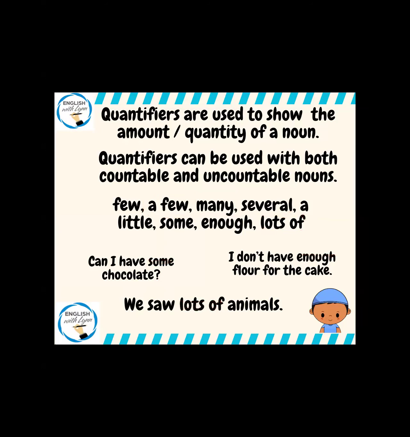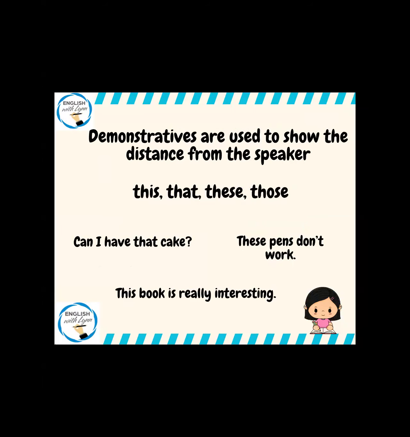The next one that we are going to look at is the demonstratives, and these are used to show how far or how close to the speaker the noun is. And there are only 4 words within this group. You've got this, that, these, and those. Now, if you are talking about this and that, we are speaking singular. So those would be used for singular nouns. If you are speaking about these and those, they are used for plural nouns.